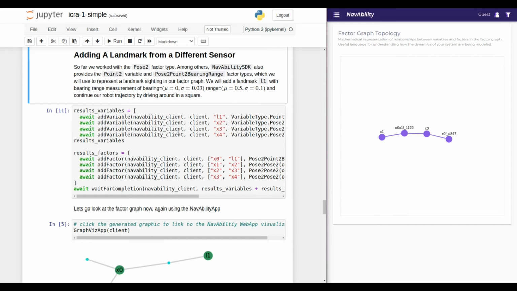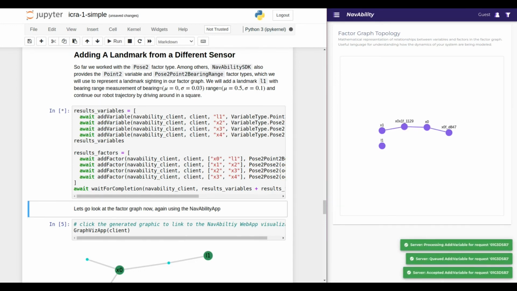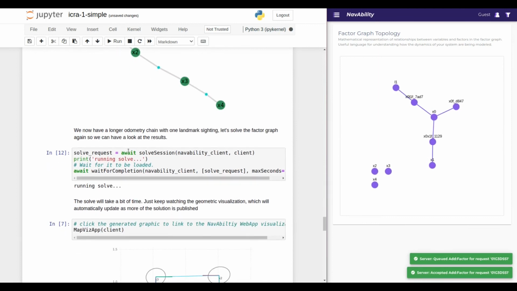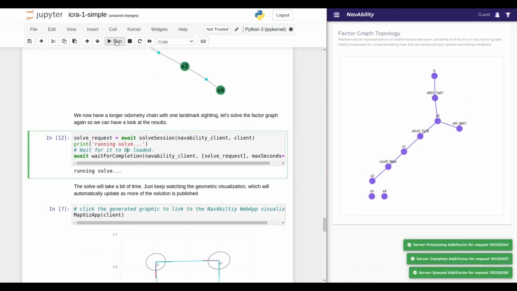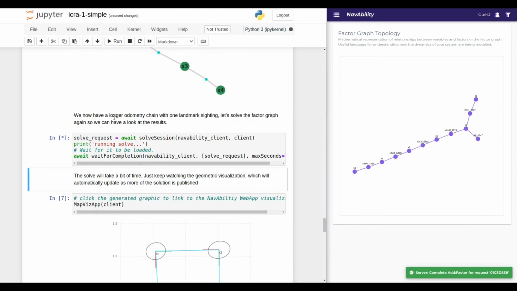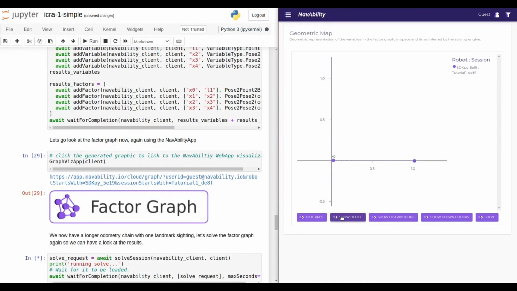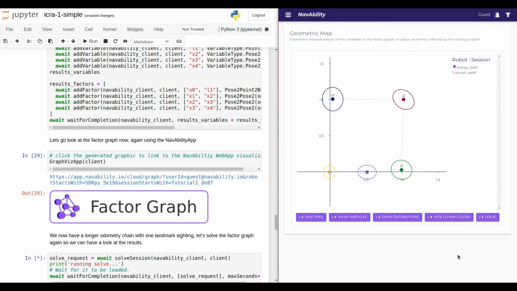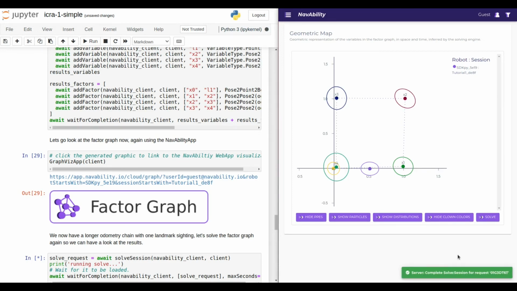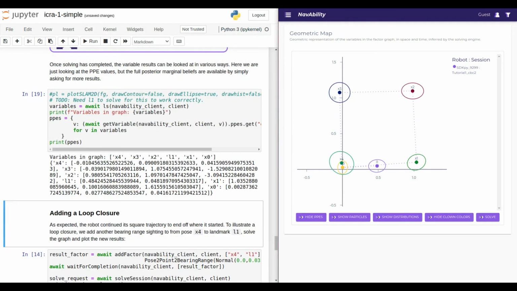Next, we continue our robot trajectory by driving around in a square. Let's solve the graph, and while we wait, go have a look at the new factor graph structure. We now have a longer odometry chain with one landmark sighting. If we go back to the geometric visualization, we will see automatic updates as more of the solution is published. Once solving has completed, the variable results can be looked at in various ways. Here we are just looking at the PPE values, but the full posterior marginal beliefs are available by simply asking for more results.